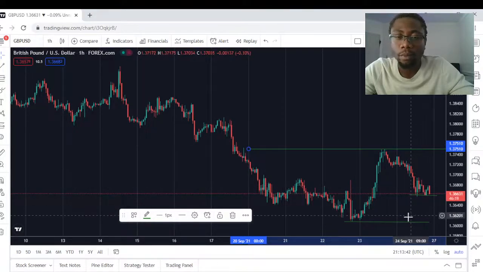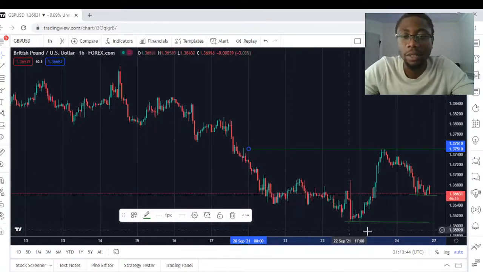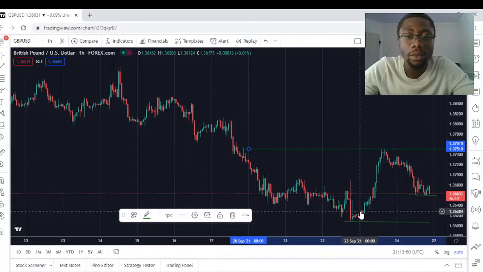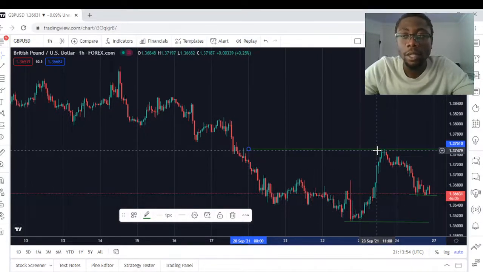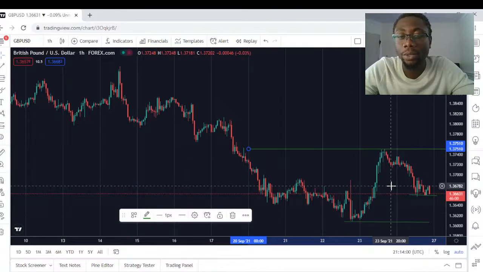So that's pretty much it for this chart. Very simple. We're not going to be clustering it up with too many lines. As I said, 3 lines is usually what you'll come across. 4 lines, maybe. Sometimes you'll just experience 2 lines if the market is in a very tight range.